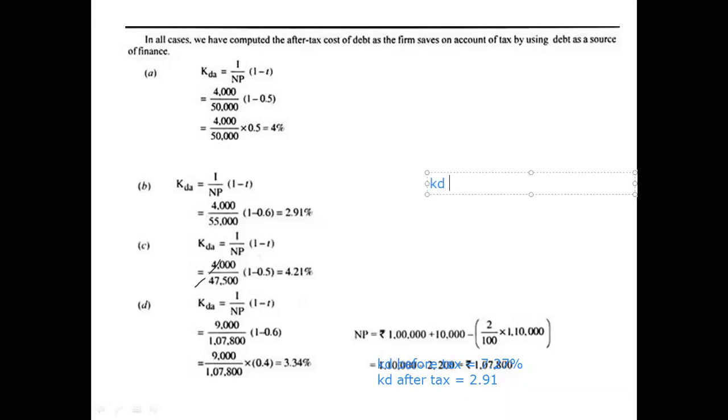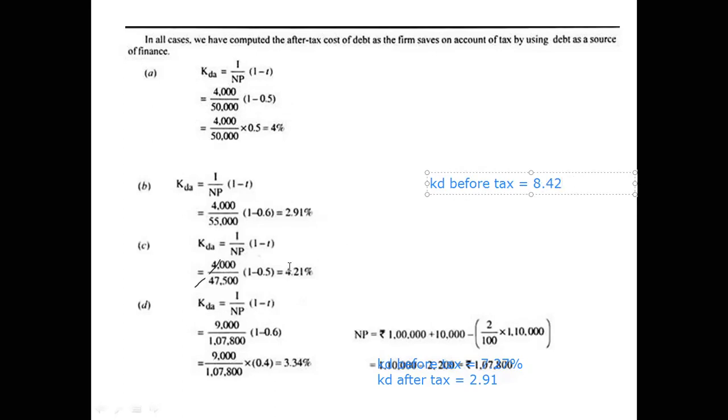Cost of debt before tax, what is the answer? 8.42. Correct, no? Yes, sir. Because 50% is the tax here, the cost of debt after tax is 4.21. This is 50% of the cost of debt before tax.